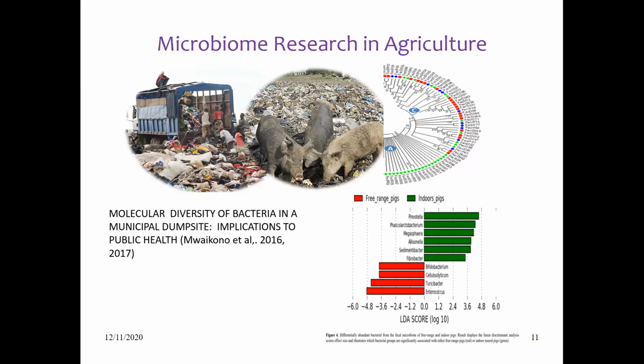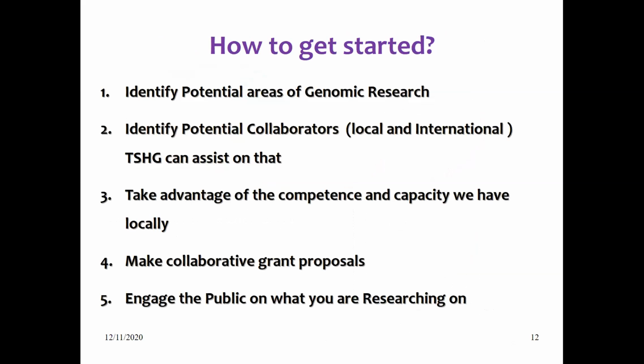It's a really great opportunity for researchers to get into this type of research, because our community, our society, our country will benefit from it. So how to get started? If you are very new and excited about this, you need to identify the potential area of genomic research. And then you identify the collaborators, international and local collaborators.